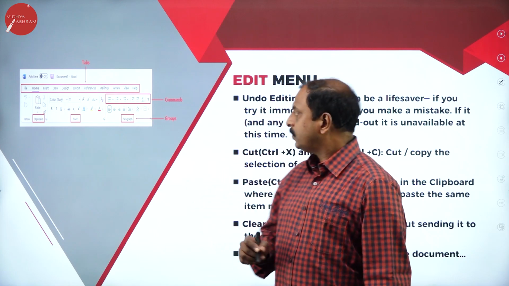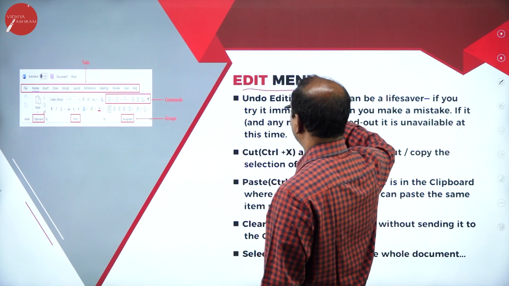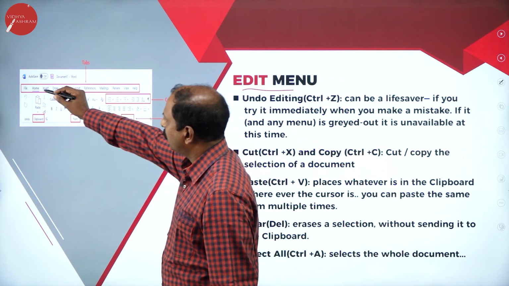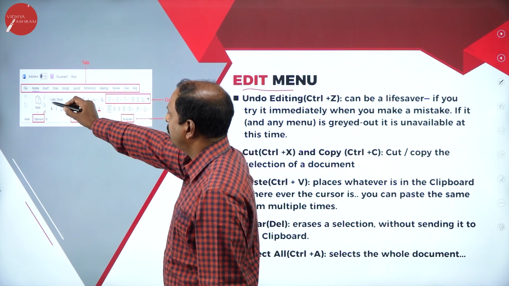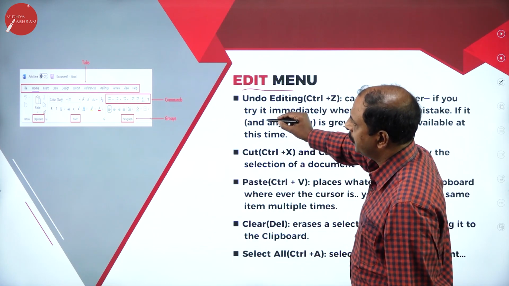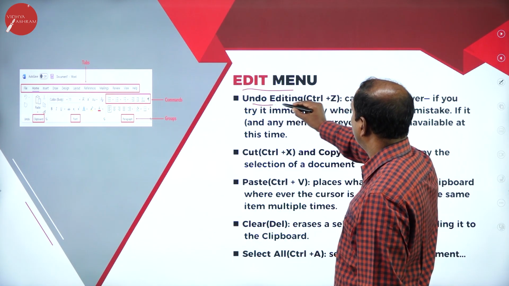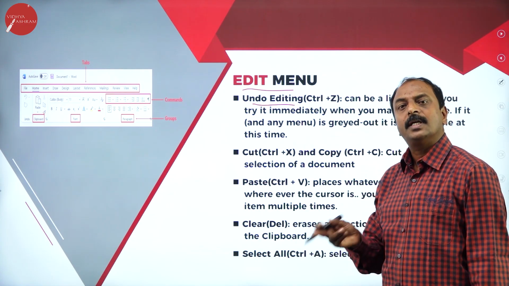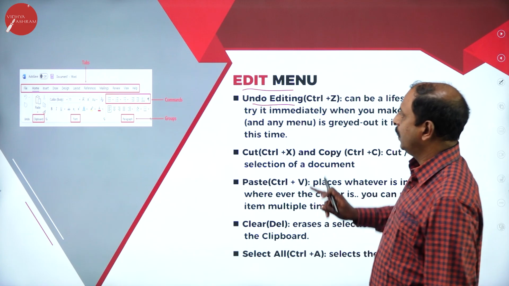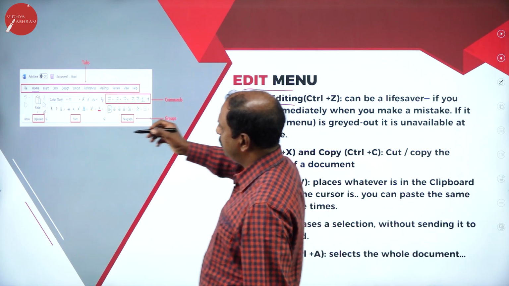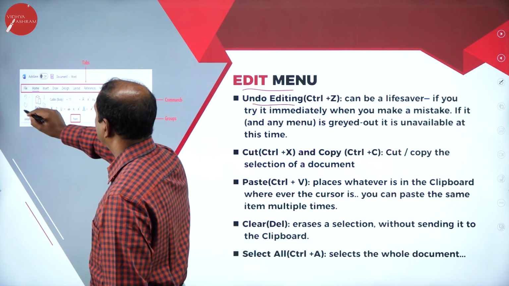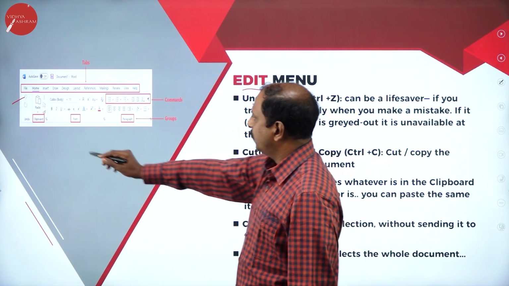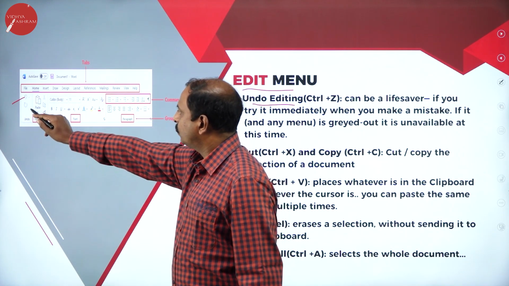This is called the edit menu. Under the edit menu we have many options, and you can make out some of them here. One is the undo option. Do you know what undo means? It is going to cancel the previous action performed. The undo option is available here. Next one is the redo option. Undo and redo are the two buttons here.